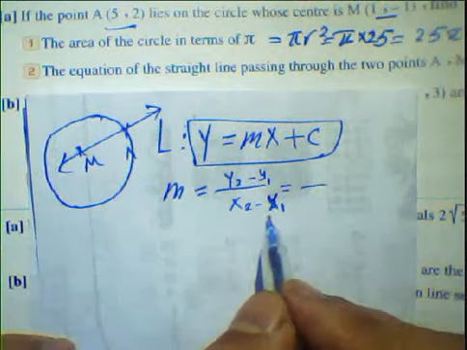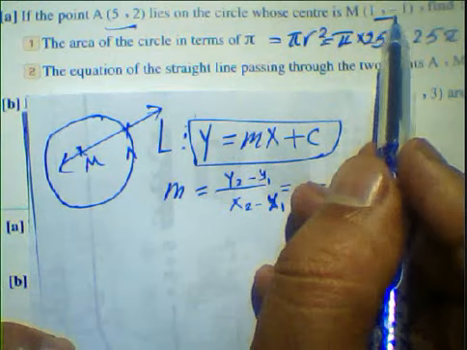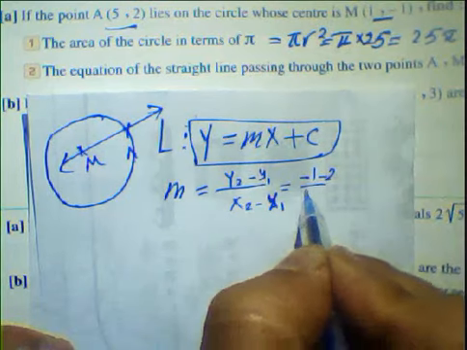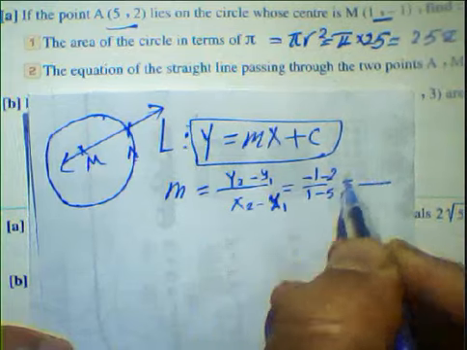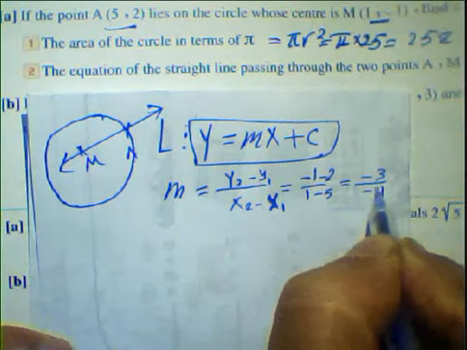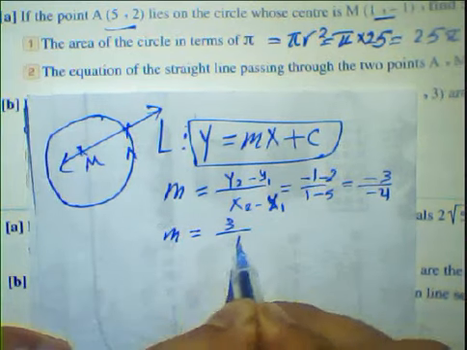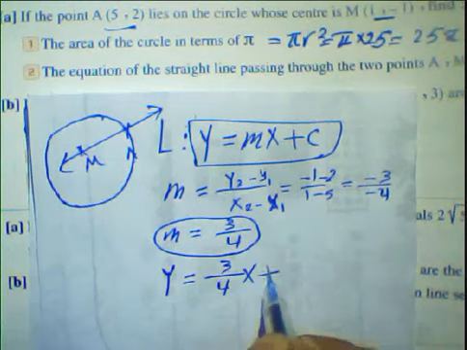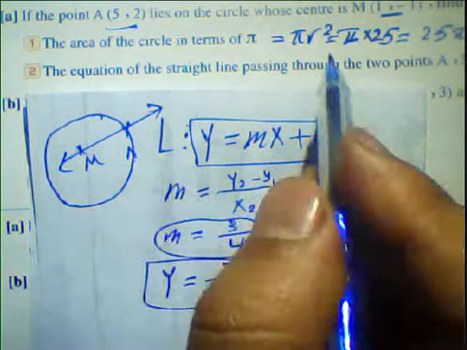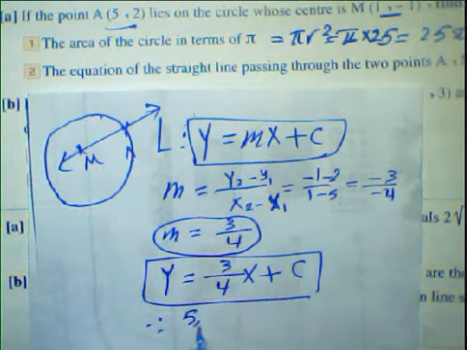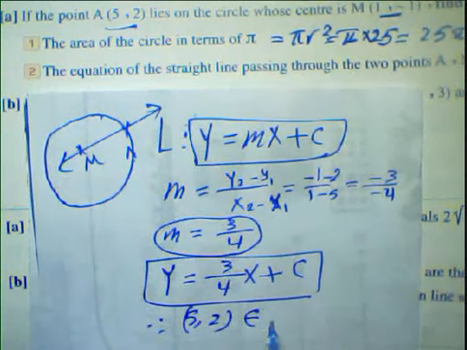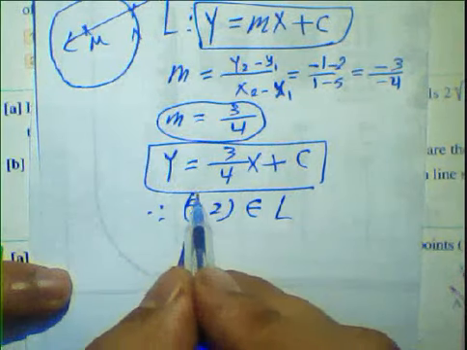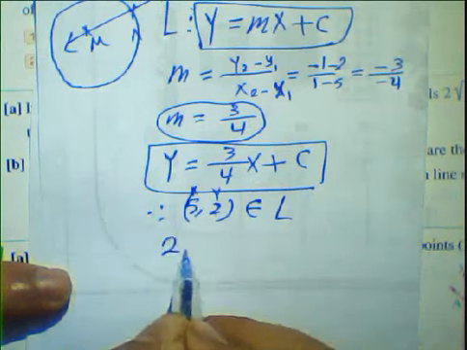y2 minus y1 over x2 minus x1. Here, negative 1 minus 2 over 1 minus 5. It will be negative 3 over negative 4, so the slope will be 3 over 4. It's the slope of this equation. So y equals 3 over 4 x plus a constant. Put any point as you like, such as (5, 2), which belongs to the straight line L. So we replace x and y, write 2 here in place of y.